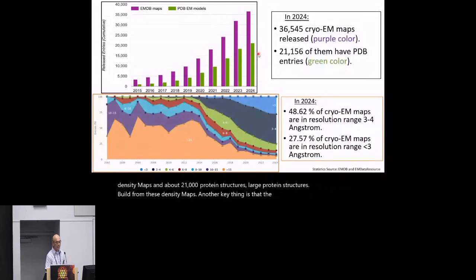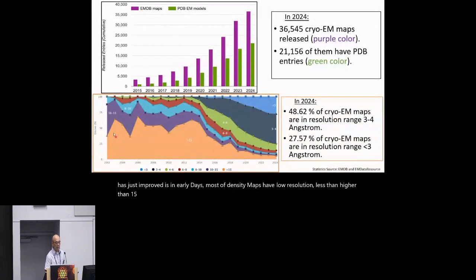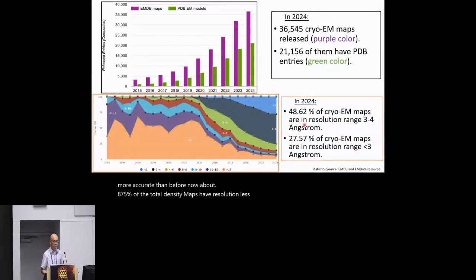Another key thing is that the resolution of these density maps has drastically improved. In early days, most density maps had low resolution, higher than 15 angstroms, with very few high-resolution ones. Now the density maps are much more accurate than before. About 75% of the total density maps have resolution better than 4 angstroms. Now, the key challenge is how can we build a structure from these density maps?